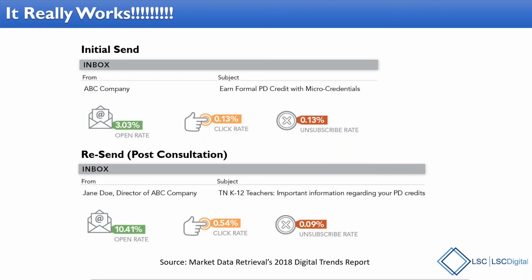And finally, the unsubscribe rate went down too, because the right people were opening it. So very, very important. Just by changing the from and the subject line, we were able to drastically improve results and take a campaign that was a complete dud and put life into it.